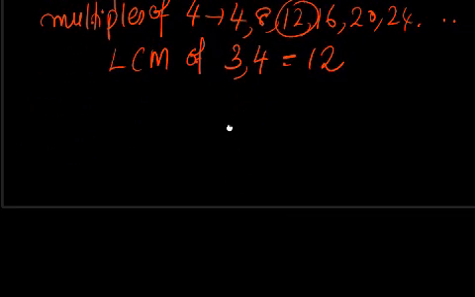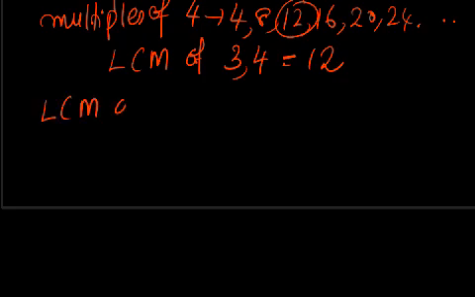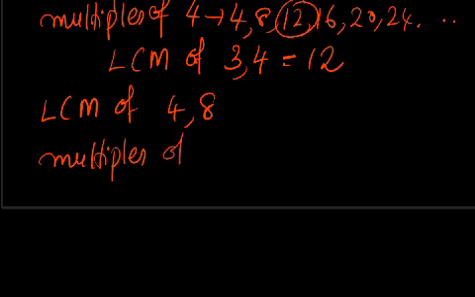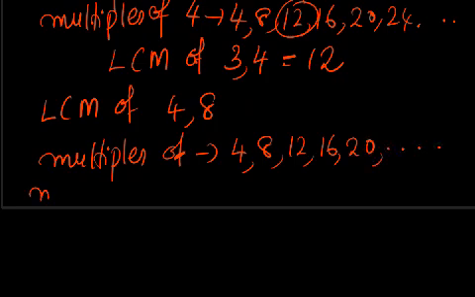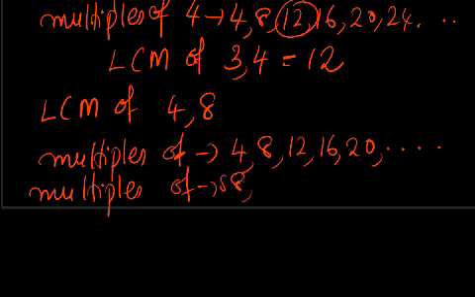Okay, then I will show another example. LCM of 4 and 8. So we have to list the multiples of 4. Multiples of 4 are 4, 8, 12, 16, 20, etc. Then multiples of 8 are 8, 16, 24, 32, etc.